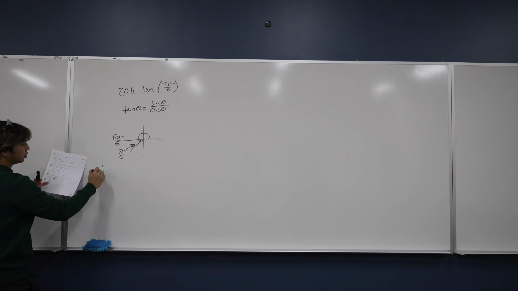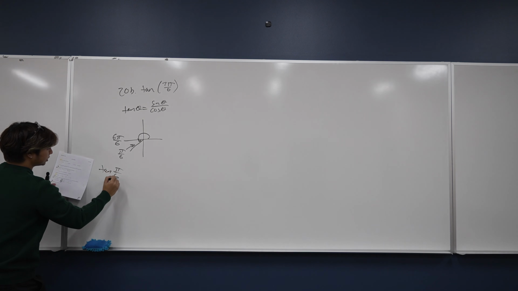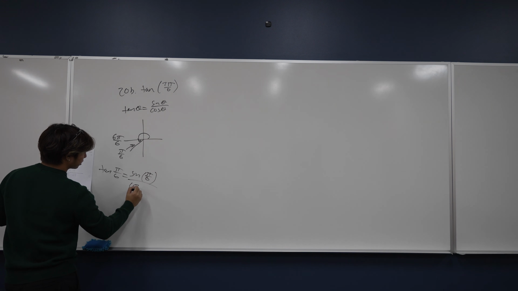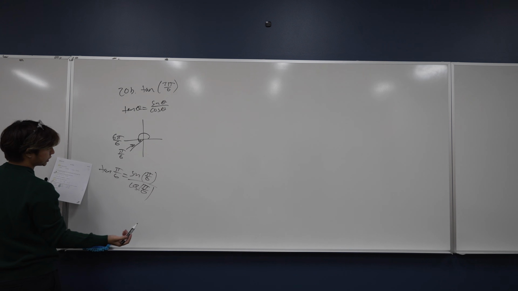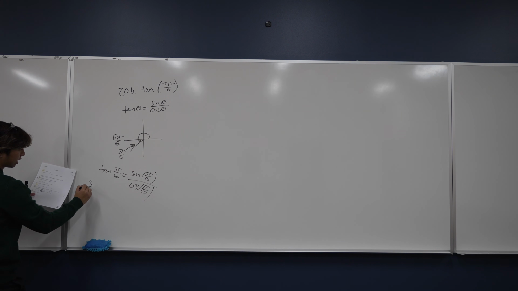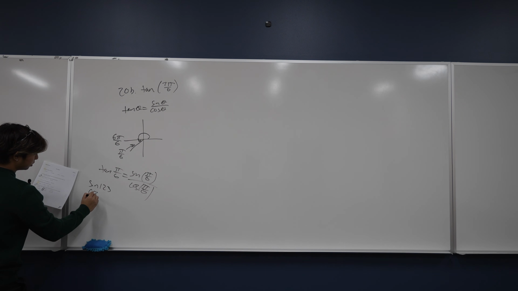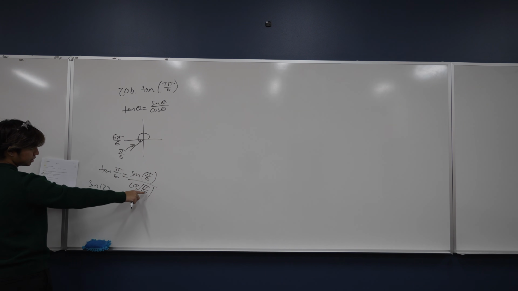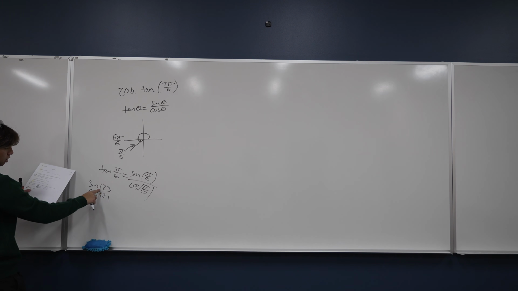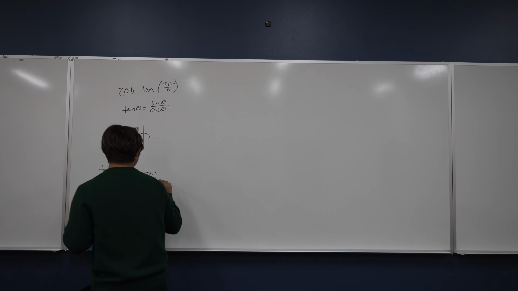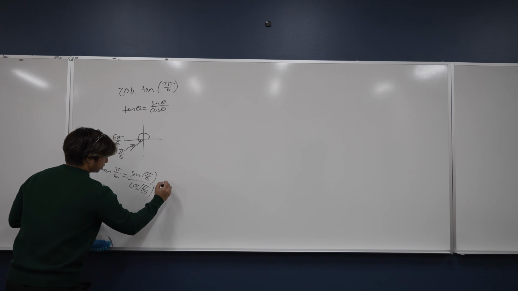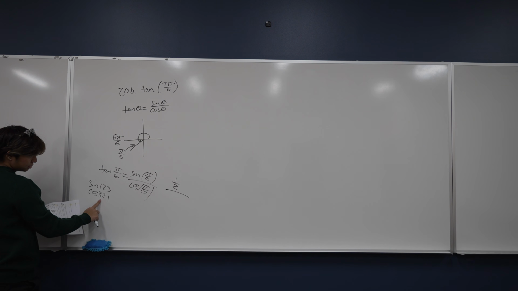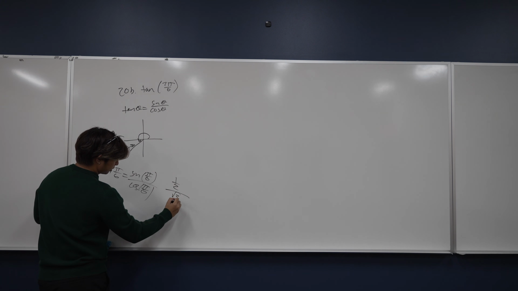So tan of pi over 6 is equal to sine of pi over 6 over cosine of pi over 6. Using my little mnemonic, sine is 1, 2, 3 and cosine is 3, 2, 1, for pi over 6, pi over 4, pi over 3. So sine of pi over 6 is 1/2 on top, over cosine of pi over 6, which is square root of 3 over 2.